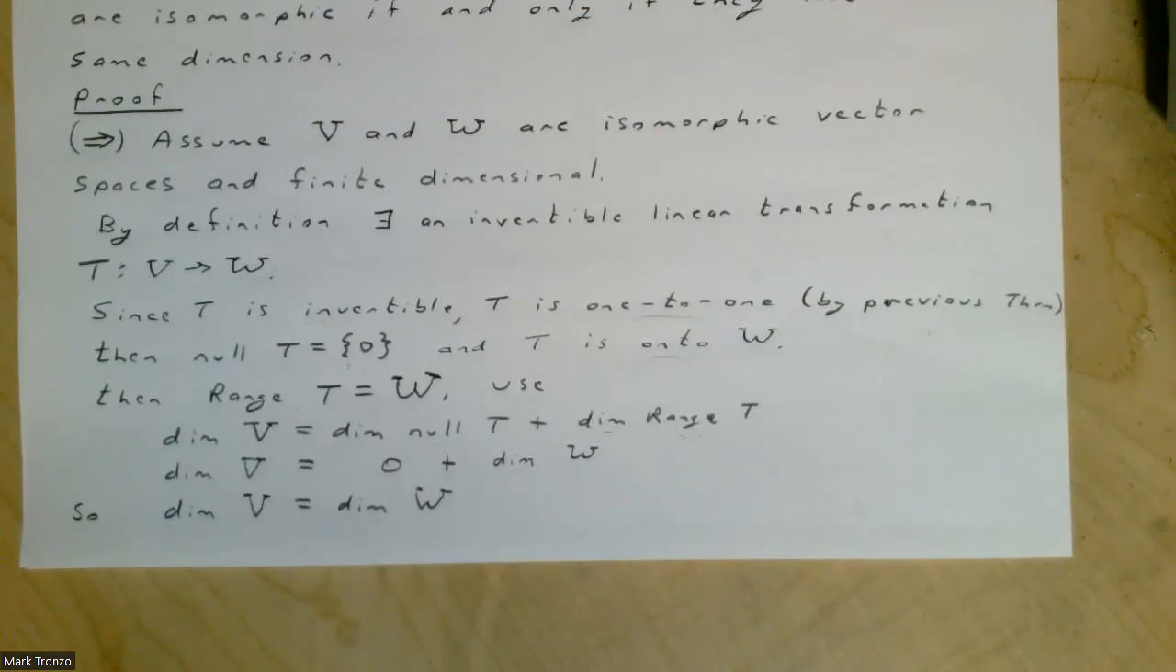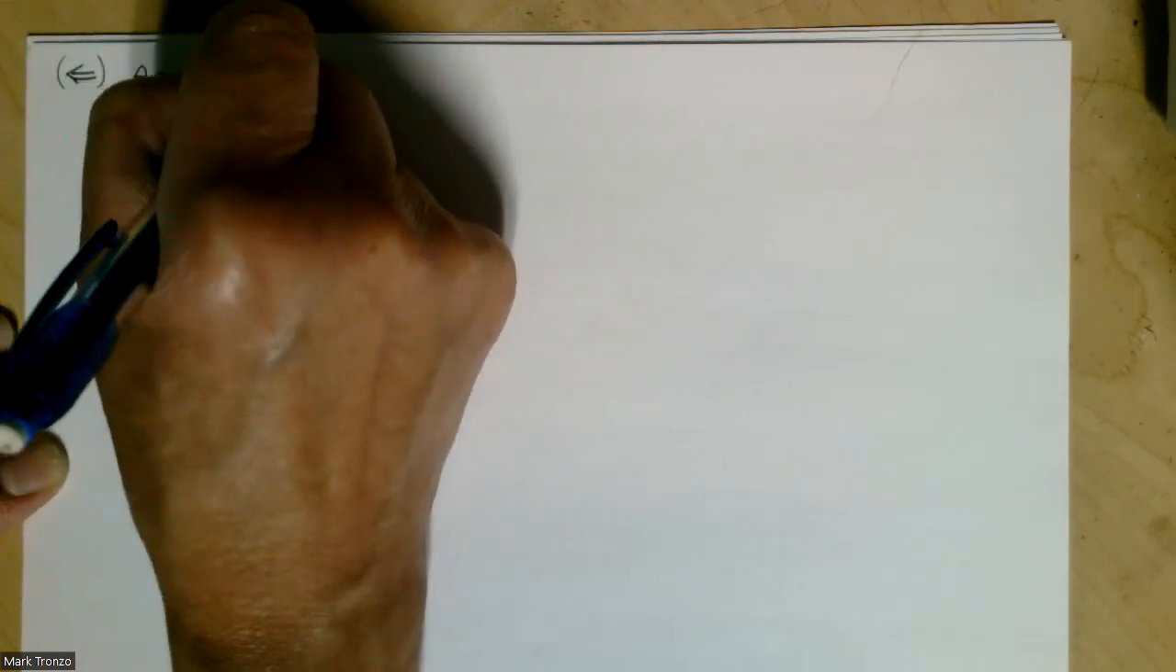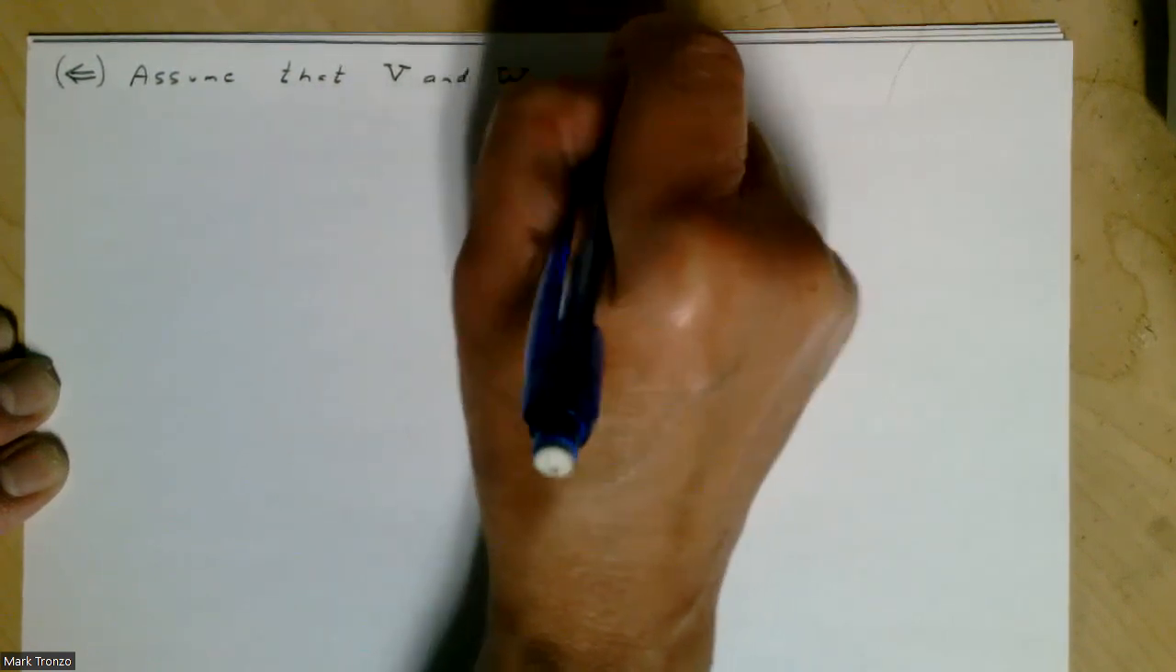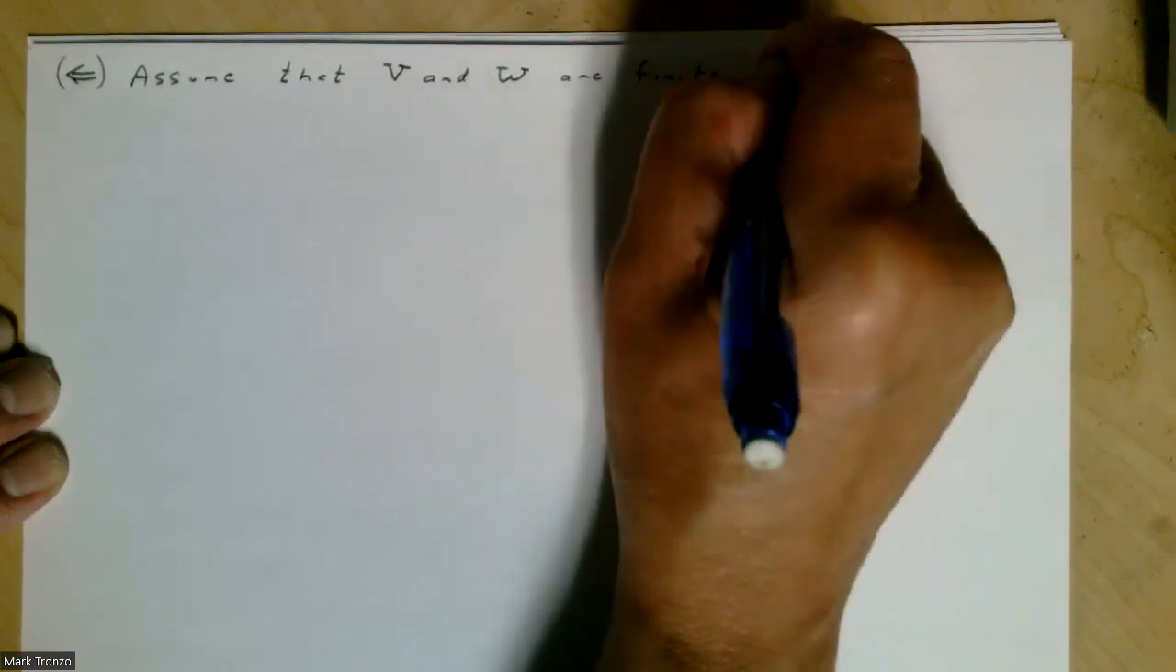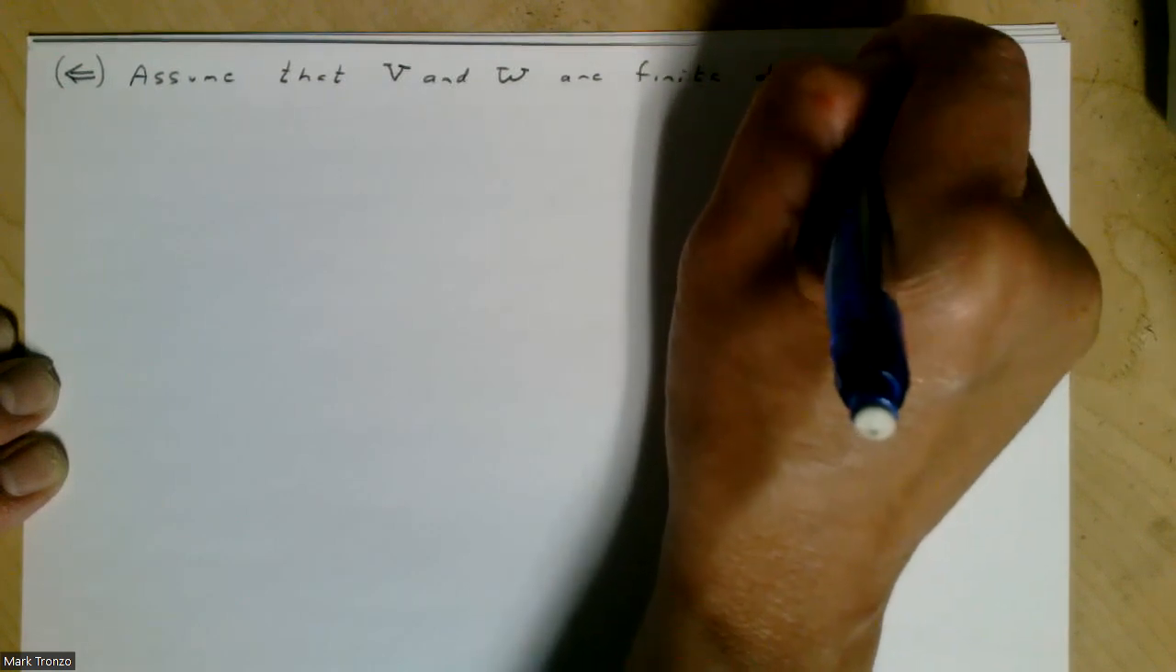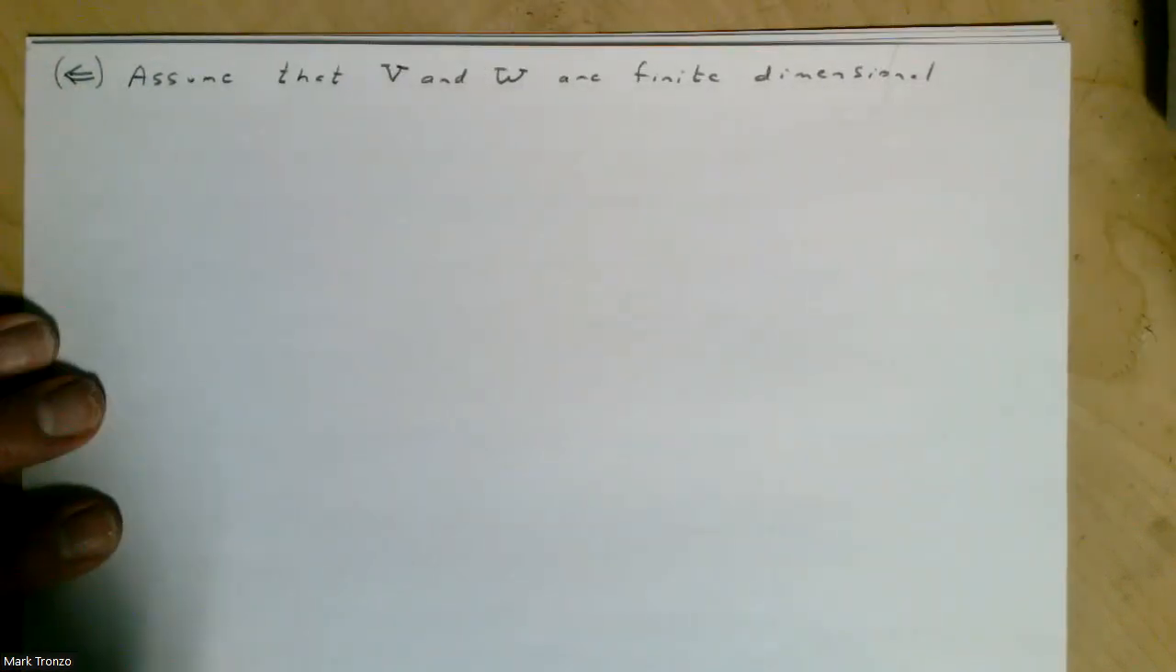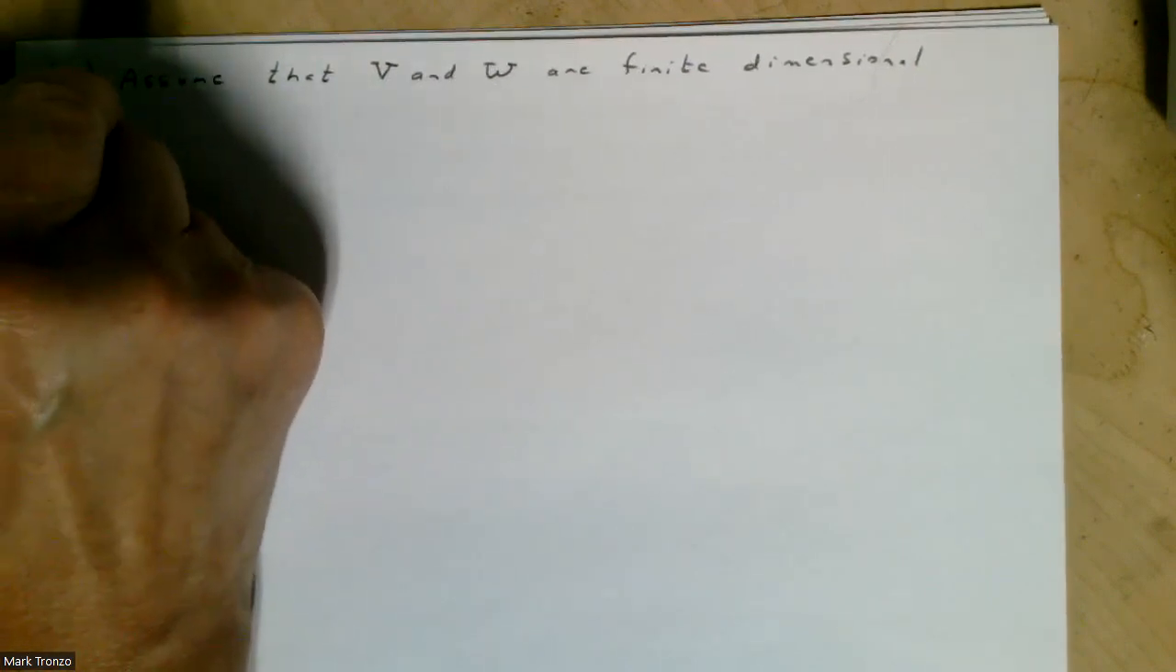Now let's go in the other direction. This way, assume that V and W are finite dimensional and have the same dimension.